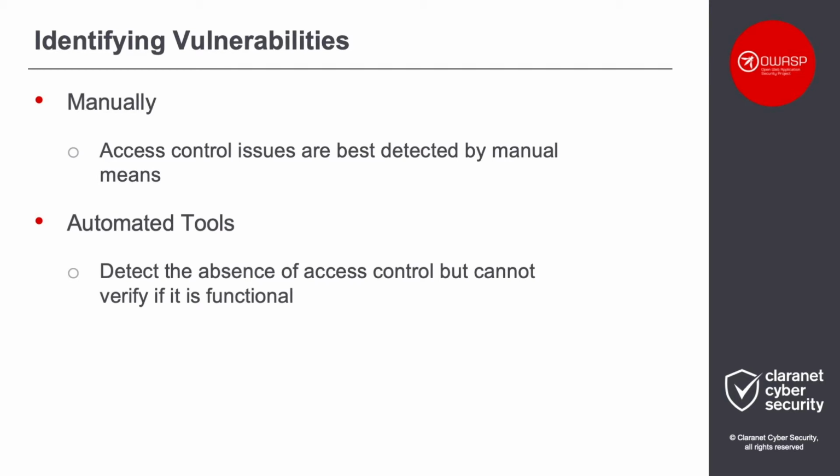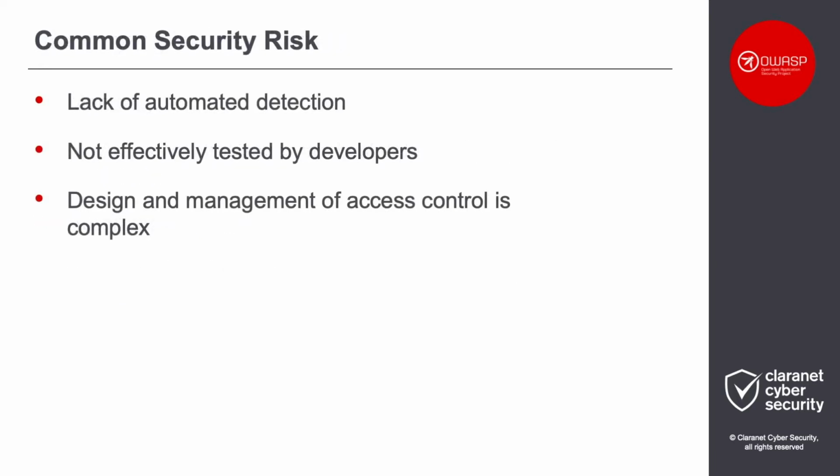So how do we identify broken access control vulnerabilities? Well, the best way currently is by manual means. Now, what we mean by this is to not rely completely on automated tooling, as these tools can be good at detecting the absence of access control, but they are not good at verifying if access control is functional. Broken access control is a common security risk, and the reasons behind this are because automated tools are not great at detecting it, so it goes unnoticed quite often. Developers are not testing for access control issues effectively, and also the design and management of access control is very complex.